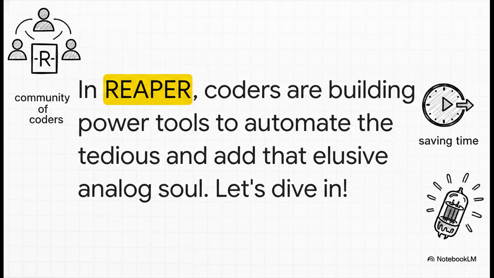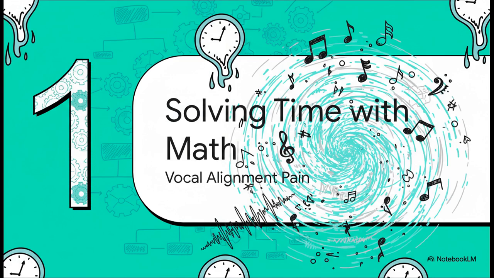And today, we're digging into a brilliant set of power tools from one coder, a guy named Hazi, that go after two of the biggest headaches in modern production: saving a ton of time and capturing that elusive analog warmth. Okay, so first up, let's talk about time, and specifically the absolutely soul-crushing amount of time we spend on one of the most common jobs in any mix session: lining up vocals.